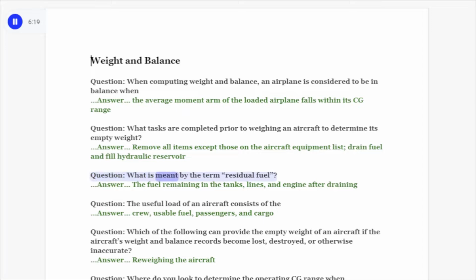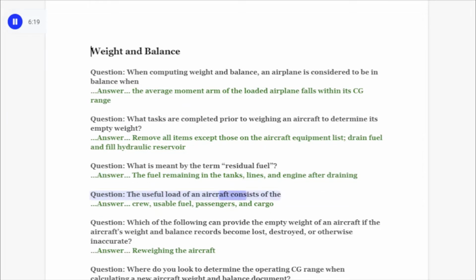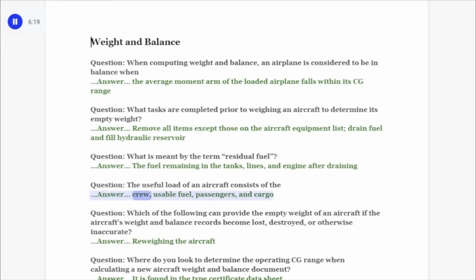Question. What is meant by the term residual fuel? Answer. The fuel remaining in the tanks, lines, and engine after draining. Question. The useful load of an aircraft consists of the. Answer. Crew, usable fuel, passengers, and cargo.